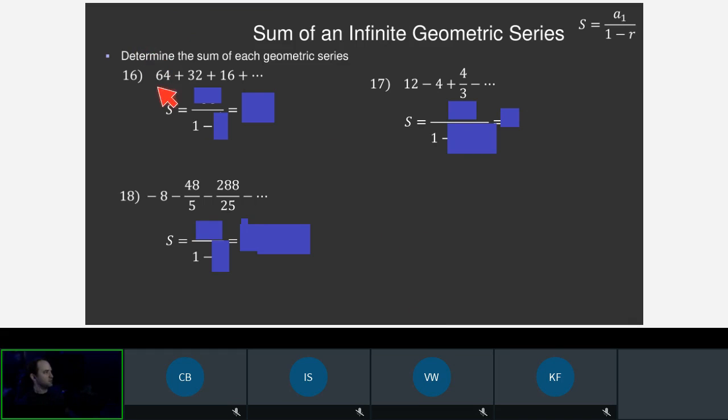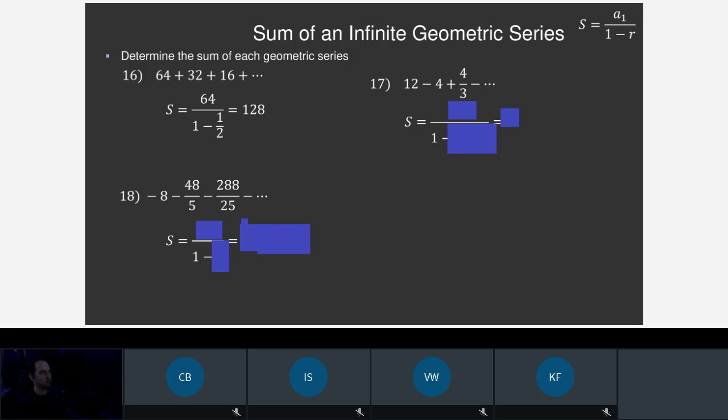All right, so 64, 32, 16. The common ratio looks like a half, right? 32 divided by 64 is a half. 16 divided by 32 is a half. So your R value is 1/2. So we plug that in. Your first term is 64. So I would type this in and hit enter, and you should get 128.